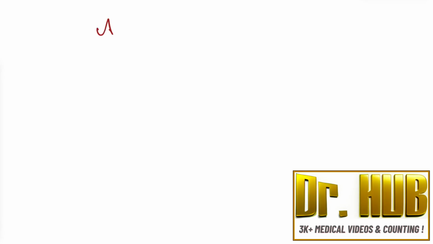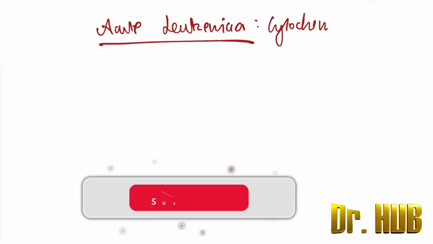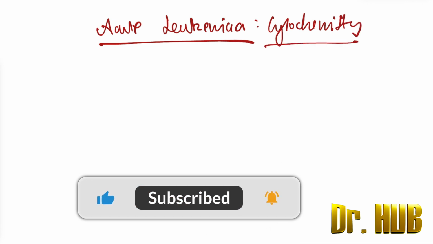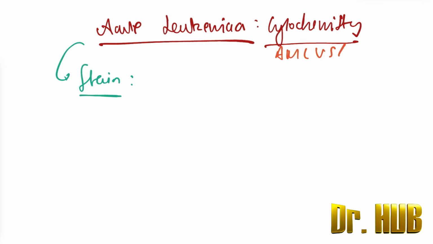Today we'll look at the acute leukemias, and the focus is on the cytochemistry. So under this we will look at the stains, and we'll be comparing the AML and the ALL. So AML versus ALL. In the stain we see myeloperoxidase.